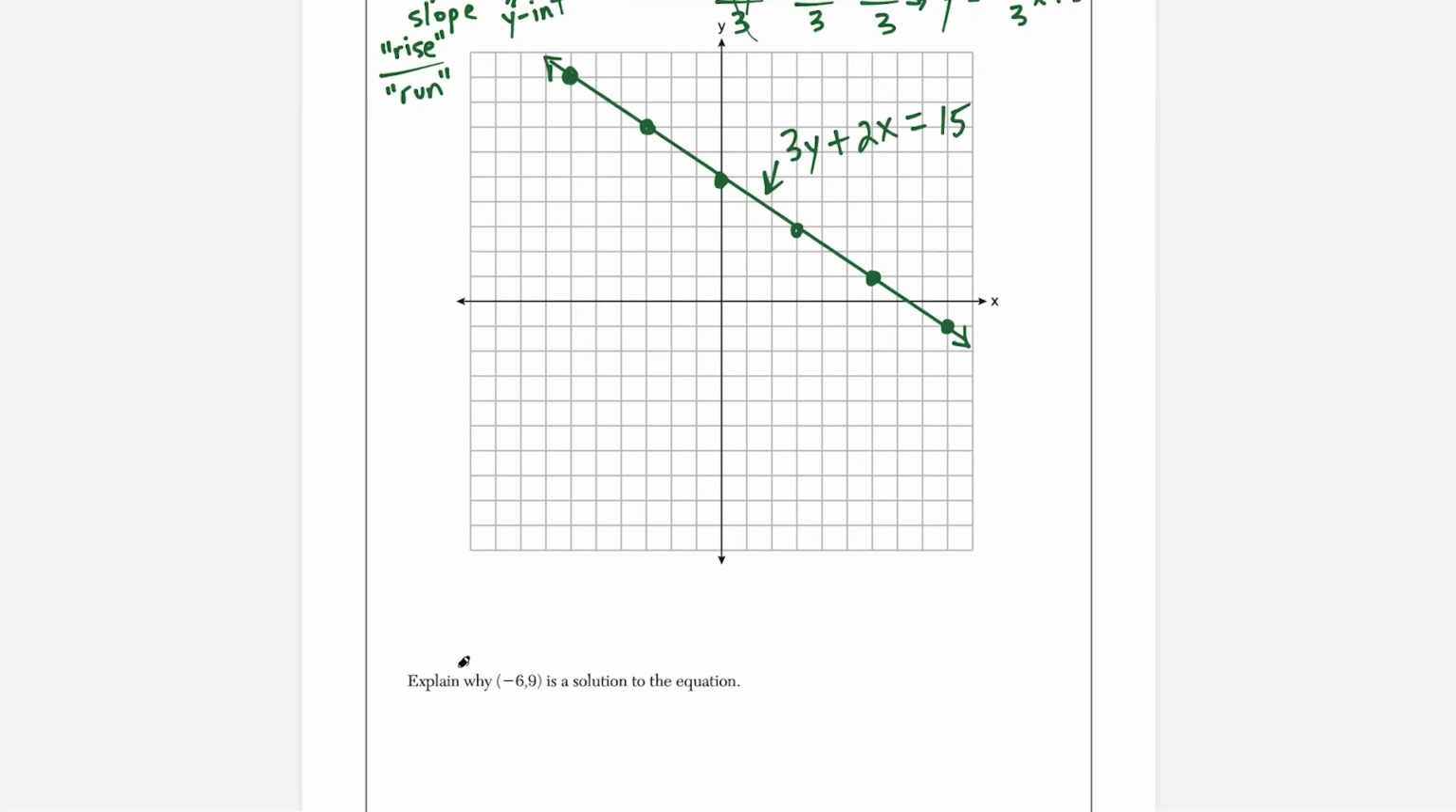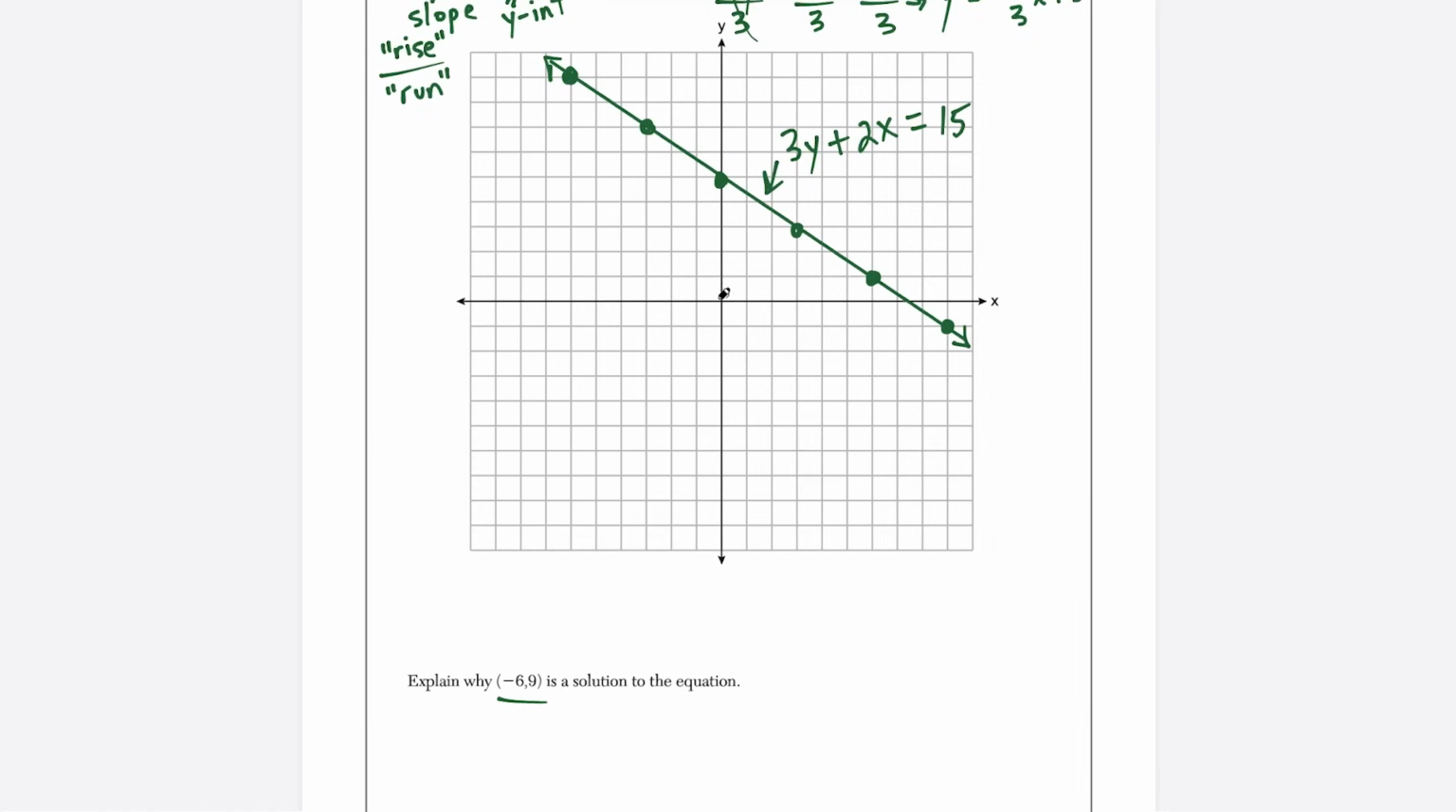And now the last thing that we have to answer is, we have to explain why negative 6, 9 is a solution to the equation. So if negative 6, 9 is a solution to the equation, we could just find it on the graph and show that that point is lying on the graph of this equation here.